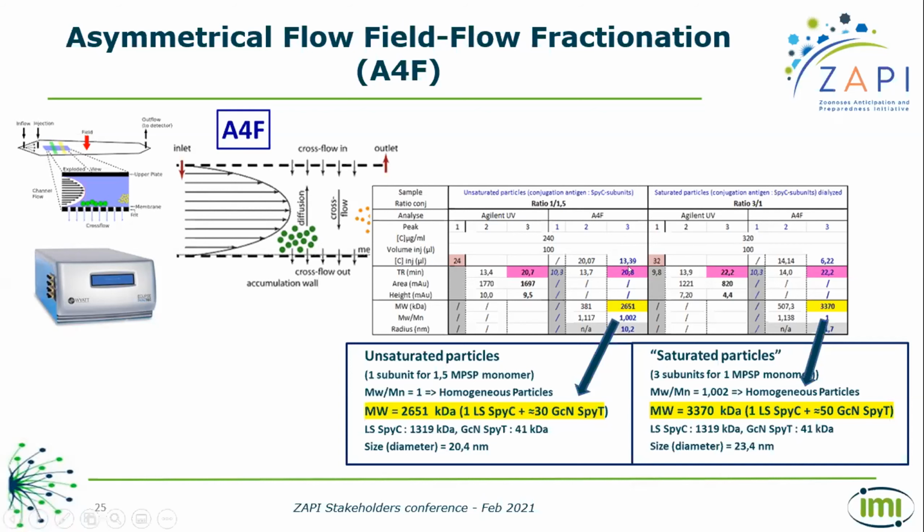And what is remarkable is that this technique is extremely precise, using materials or MPSP complexes generated at FLI by Andrea Ebischer, a PhD postdoc in the lab of Martin Beers. We compared what was designated as unsaturated particle versus saturated particles because different ratios were used for the coupling. So one subunit for 1.5 MPSP monomer, lumazine synthase. And for saturated, there was a big excess of subunits, 3 subunits for each monomer.